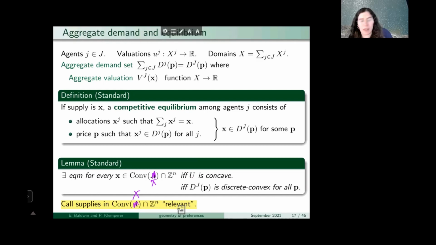So this is of course the aggregate domain here that I'm talking about. We call supplies in this set relevant. So if a bundle is outside the convex hull of the aggregate domain, clearly it's not going to be demanded. So these are the ones that are relevant to ask the question about.